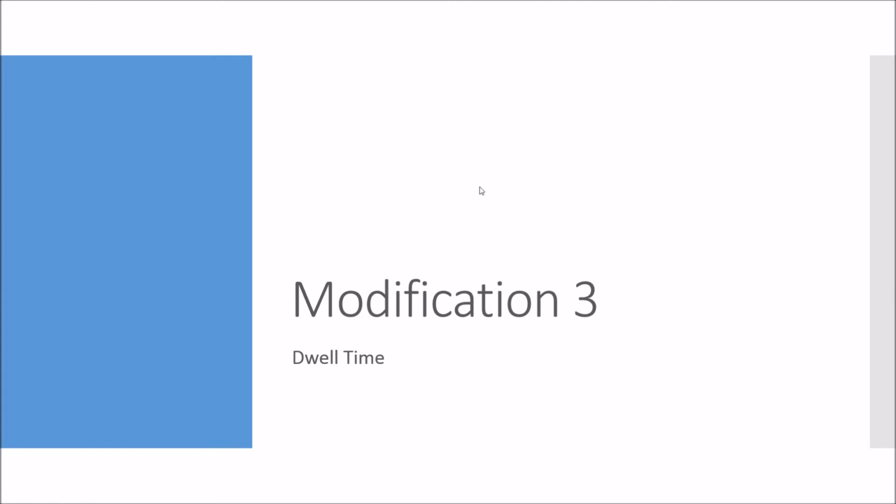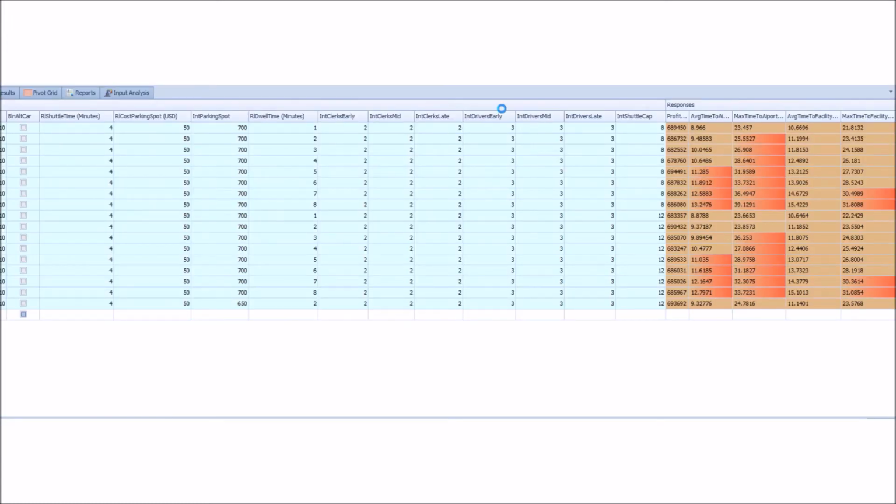Okay, so now talking about modification 3, which is to consider a dwell time at the passenger pickup station at the airport. What we found is that this modification only makes sense if we can reduce the number of drivers, because that is one of the main costs that we have in this project. And what we found was that when we reduce the number of drivers, the cost actually decreased and the profit increased, but the maximum times from the airport to the facility and vice versa suffered. And the only real possibilities that we have is having really small dwell times, like about 1 minute or 2.